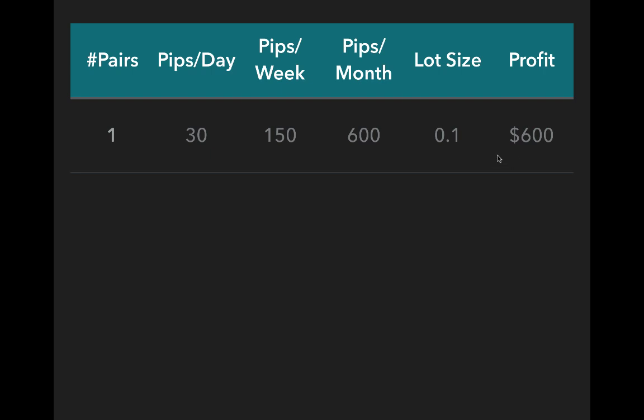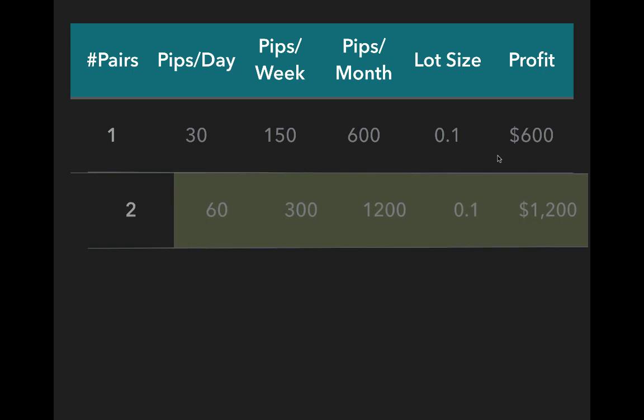Okay, now it's not too big, but it's also not chump change either, right? $600 a month, that could help you do a lot of things. Maybe pay for some bills, pay for groceries, gas for your car, whatever, right? It's just an extra nice little side income that you make for yourself from just watching one pair a day, and just looking for one good setup and catching 30 pips. You do that every day for a month, you get $600.